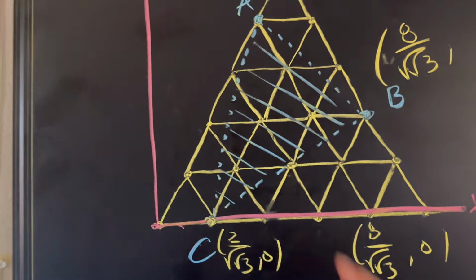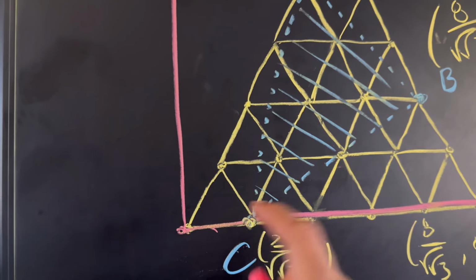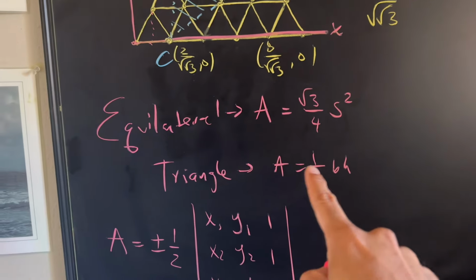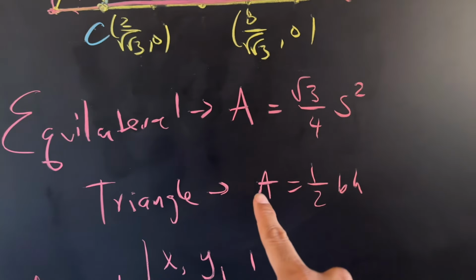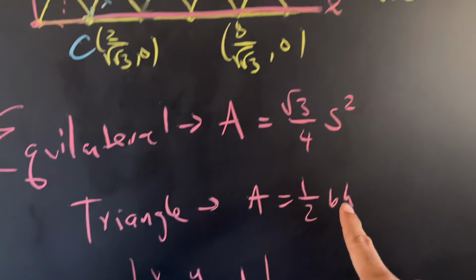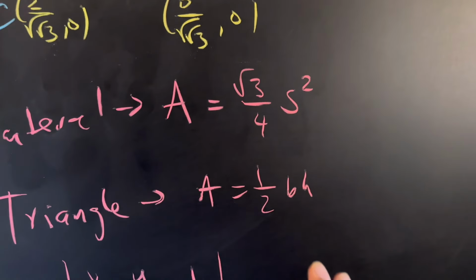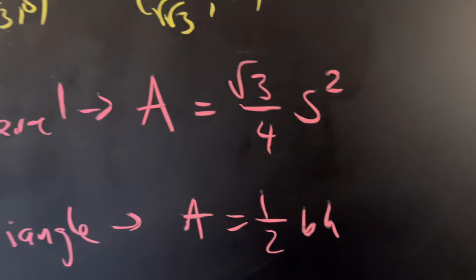So how do we find those? Well, if you have this triangle here, this will represent the height. So we're going to go ahead and utilize this particular equation because we know the area, we know the base is actually 2 over square root 3. So we're going to use that to find our height. Now, how do we do that?